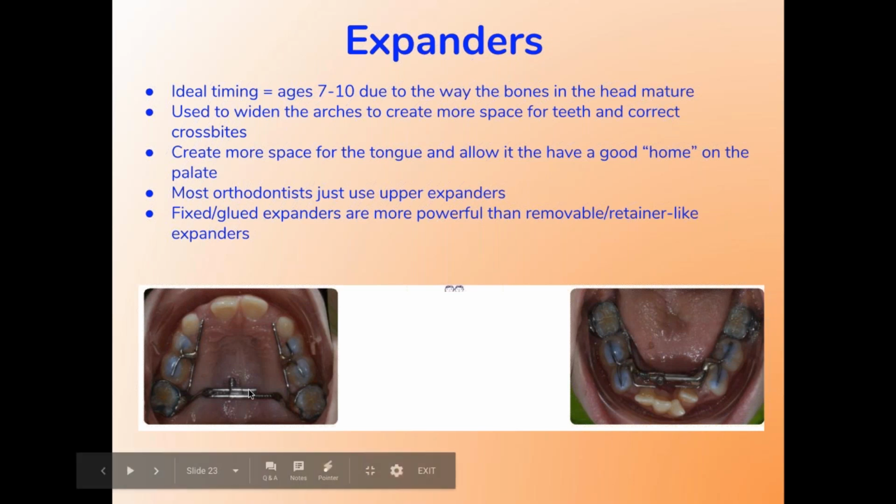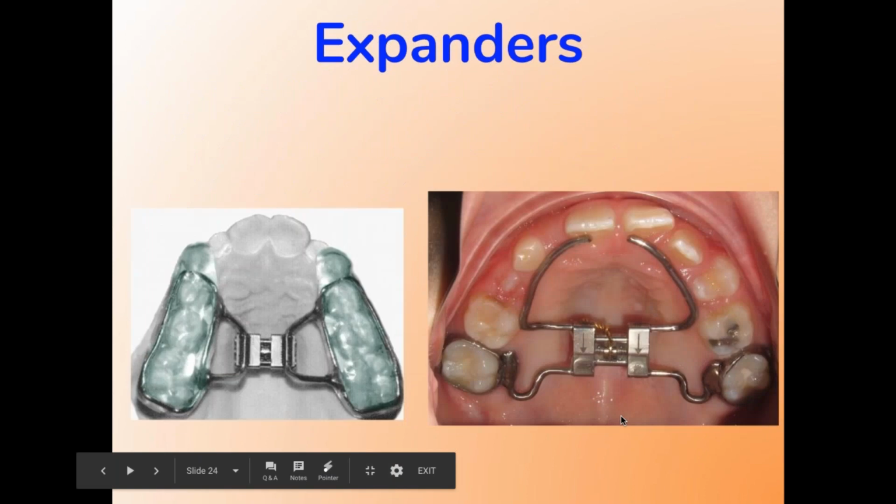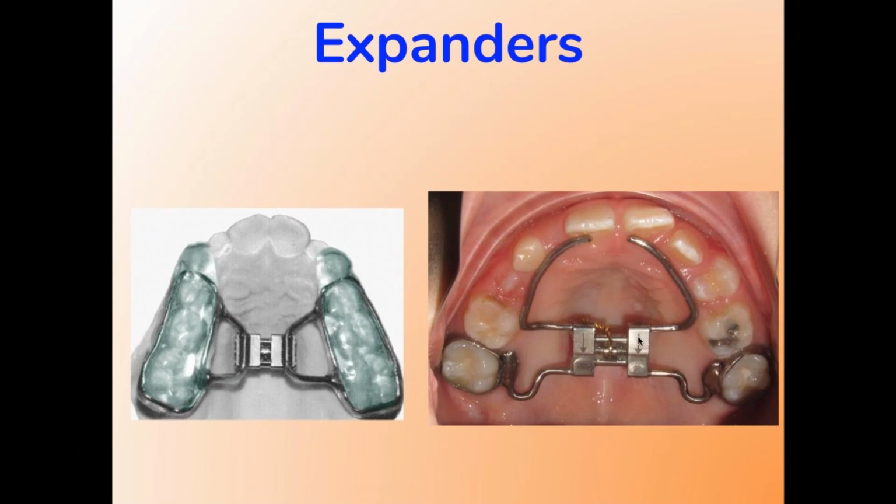So this is a kind of expander we use in our office. It's a little spring that pushes apart. And here's an example of a lower expander. But this is a more common type of expander that you'll see used. There's a little key that's involved, and the parent turns the key, and it expands little by little.